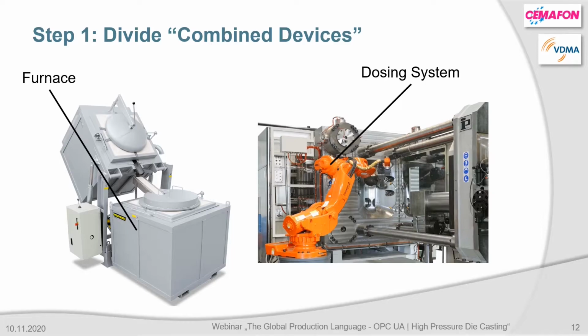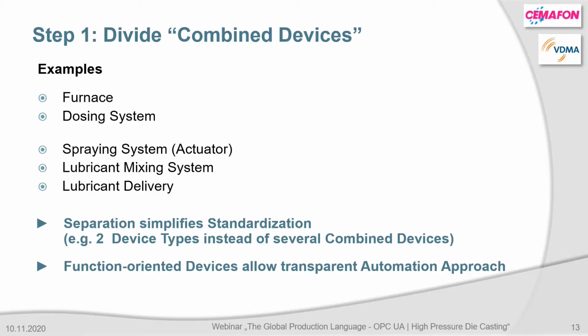And because of that, we said we have to divide those combined devices and look at the functions of the devices and define devices inside of our standardization, logical devices, according to these functions. So we have a furnace system and a dosing system in any case, even if we have a combined device. Or, for example, we have a spraying system, which is the actual actuator, lubrication mixing system, and the lubrication delivery.